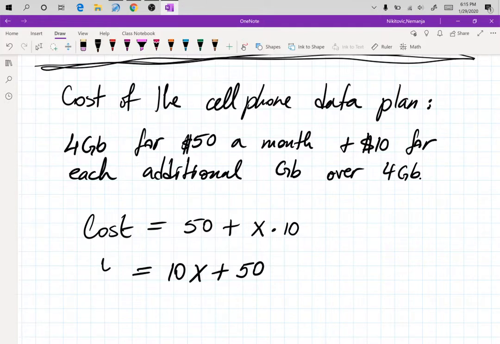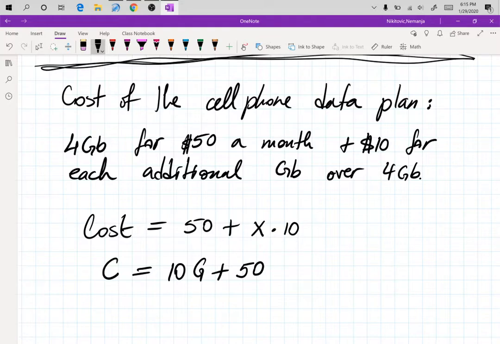Now, I'm not going to use Y. I'm going to use C for the cost. And I'm not going to use X. I'm going to use G for gigabytes, because it's an applied problem. Can you use X? Sure. Y? Sure. Put whatever. N for counting numbers, because you use 1 gigabyte or 2 gigabytes.